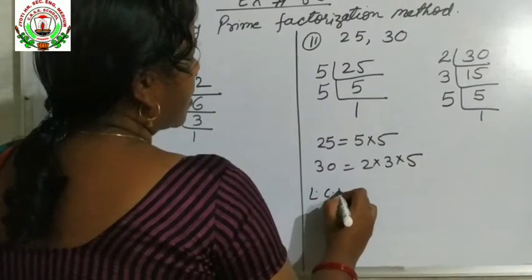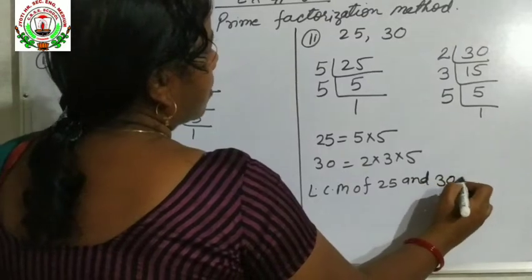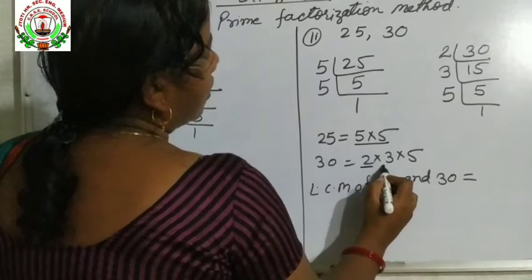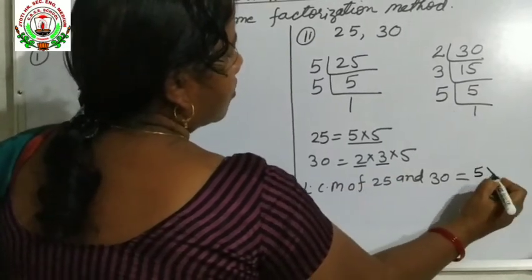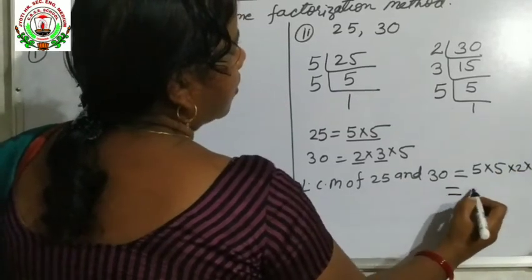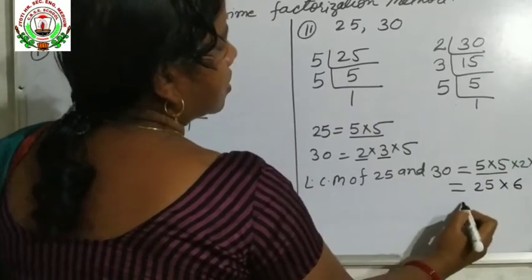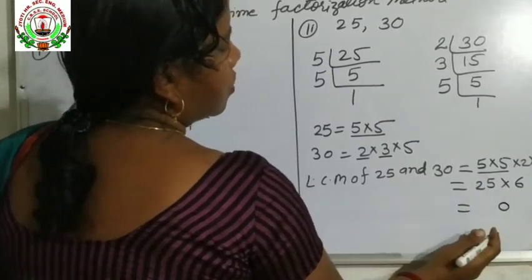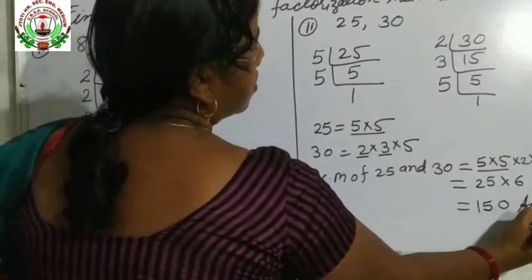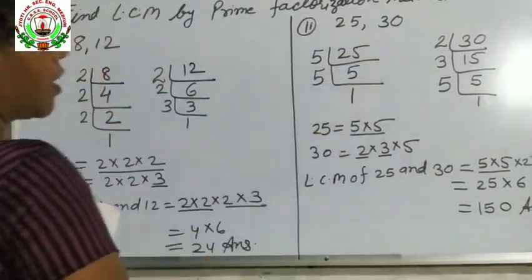Now here we will write LCM of 25 and 30 is equal to, here the maximum number of 5 is 2 times, and 2 and 3 are only 1 time. So we will write the maximum number of 5, 2 times, then 2 1 time and 3 1 time. Multiply it. 5 5s are 25, then 2 3s are 6. 6 5s are 30, 0, 3 carry, 6 2s are 12, 12 plus 3 is 15. So this is the answer. So understood? The LCM of 25 and 30 is 150.